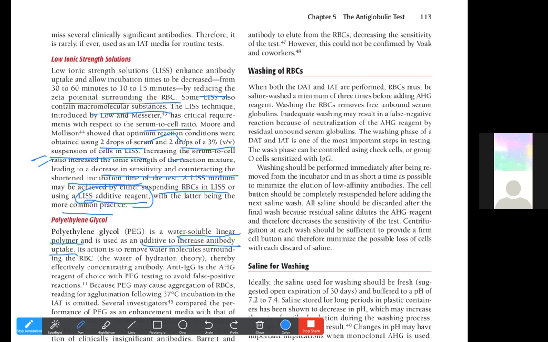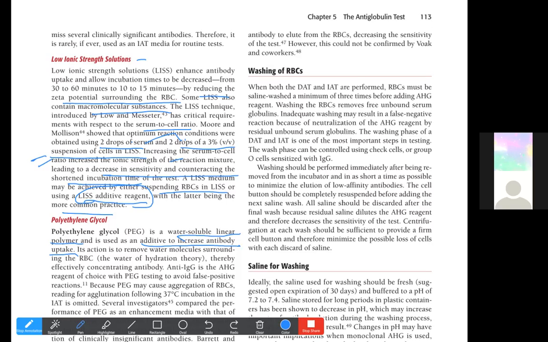Basically, LISS and albumin decrease the zeta potential and decrease the charge on the surface of the cells. Albumin is bovine serum albumin, 22%, and it is hypoosmotic with human sera, and therefore it causes the agglutination reaction to occur within about 30 minutes.